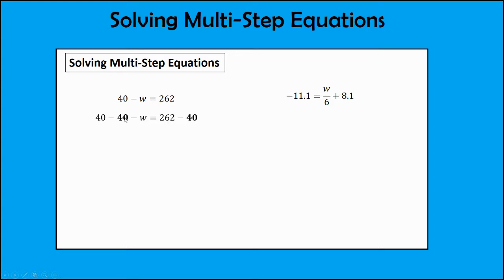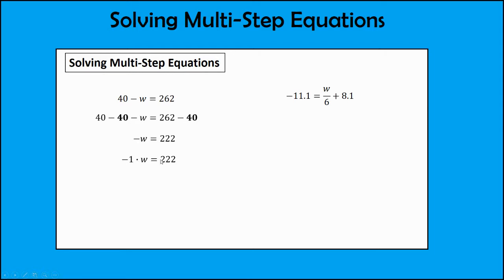Now 40 minus 40 is 0. That's why we did it. And notice that this minus sign will still be in front of the w here. So I'm going to get the opposite of w equals 222. Now, the technical way we do this, is we understand that this really means -1 times w equals 222. Okay? That opposite of w is really -1 times w.